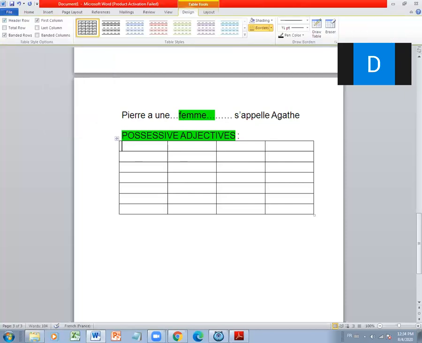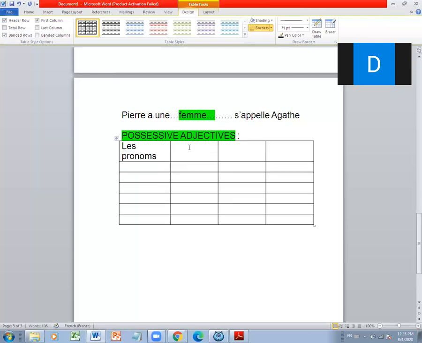So here we have le pronom sujet, le pronom, okay? Then here we have masculin singulier. Here we have féminin singulier. That's feminine singular. Then we say masculine stroke féminin pluriel. Okay, so le pronom.